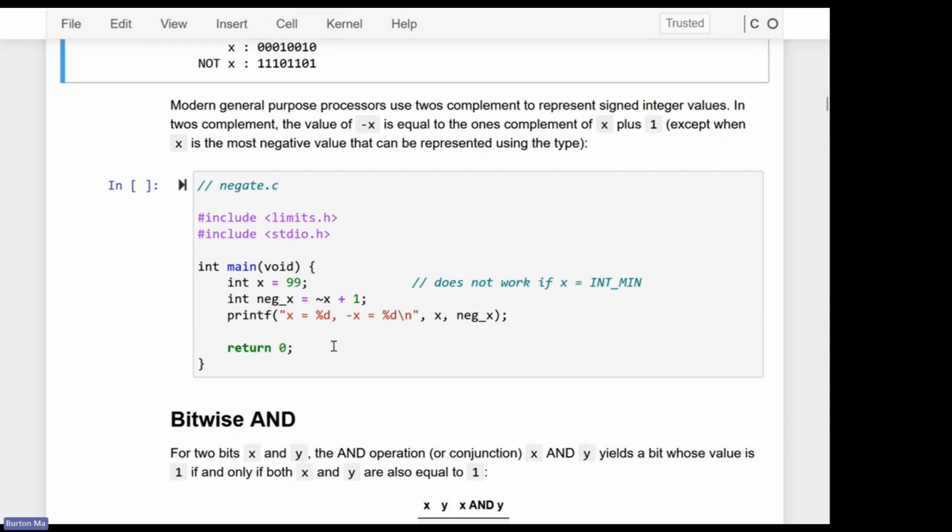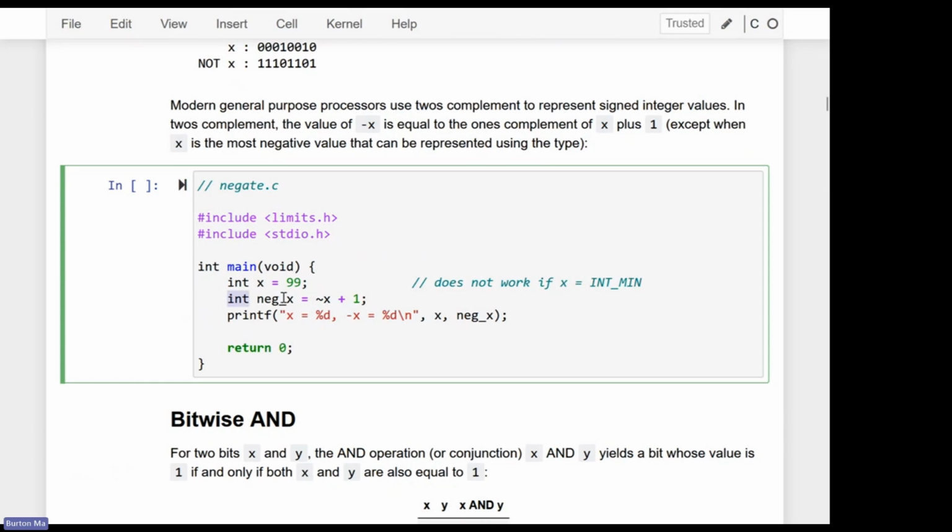Okay, so most general purpose processors use two's complement to represent signed integer values. And remember, to compute negative X in two's complement, you flip the bits and add one. So if you want to compute the negative value of some signed integer X, you could do it that way: flip the bits, so that's not X, and add one. Remember, one as a decimal number is just 0000000 and all the way at the end, one in binary.